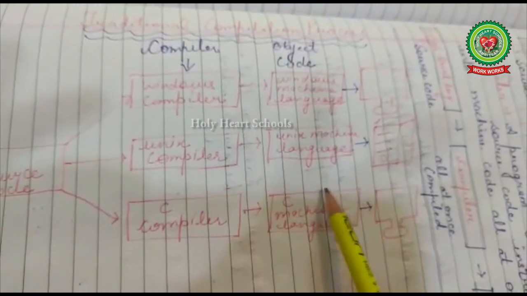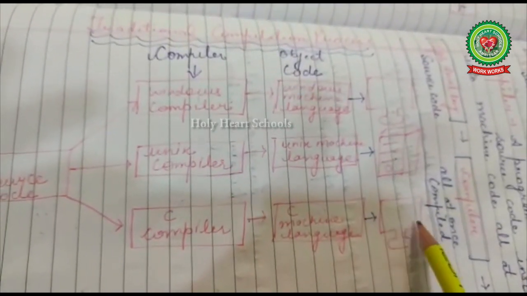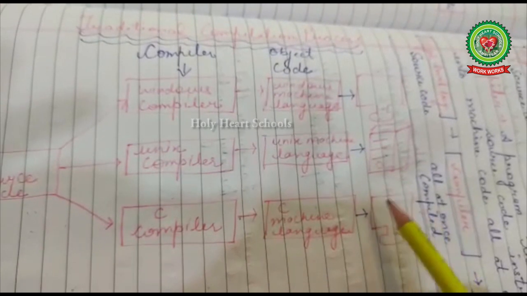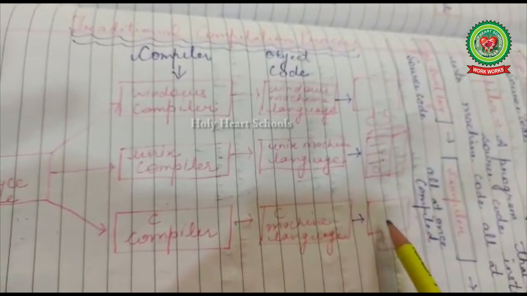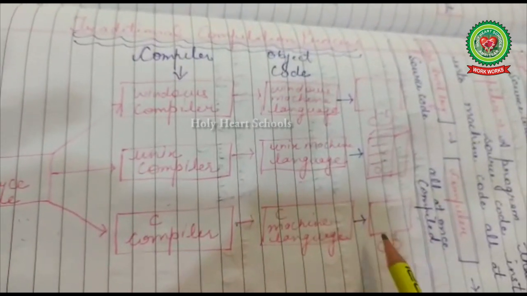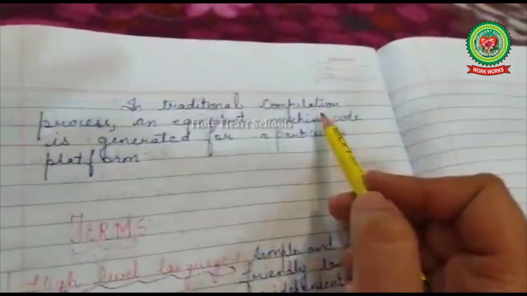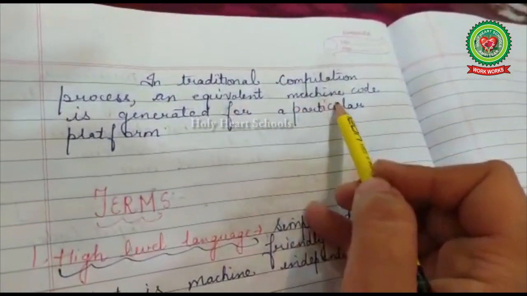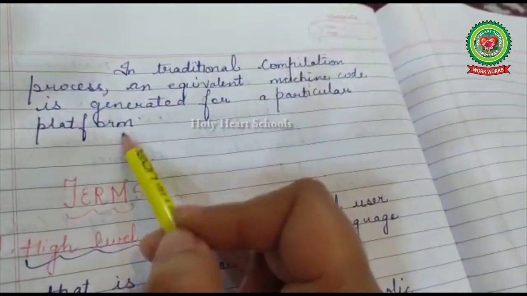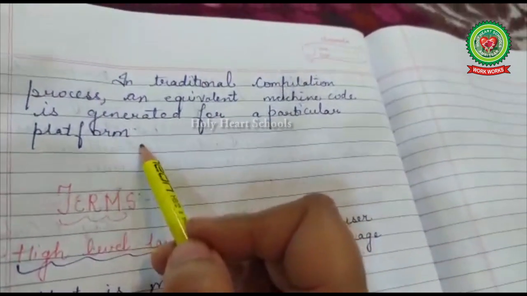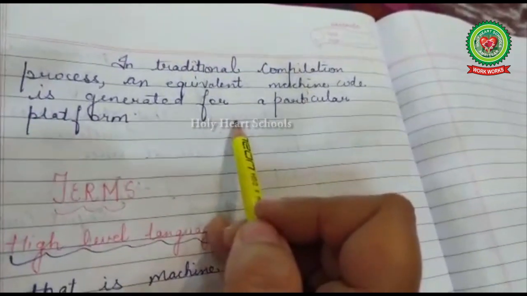But this object code will run on a particular platform. Means we will not be able to run our program on another computer or other platform. Only on the computer where it is compiled will we be able to run our object code. So in the traditional compilation process, an equivalent machine code is generated for a particular platform. Platform means again a computer or a mobile. It will run on that particular computer only. It will not run on any other machine.